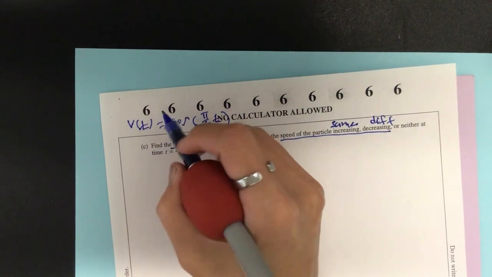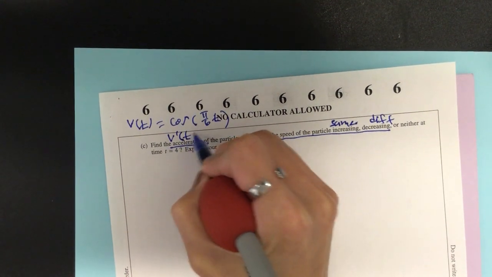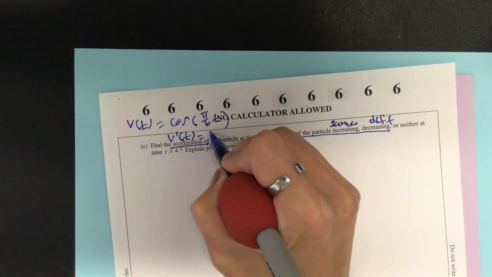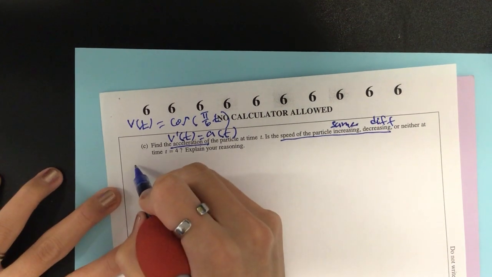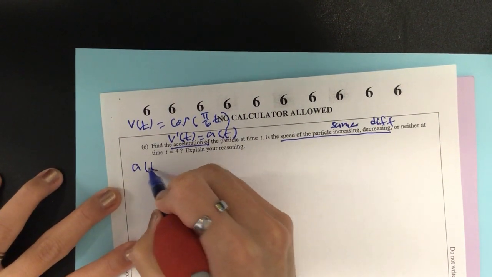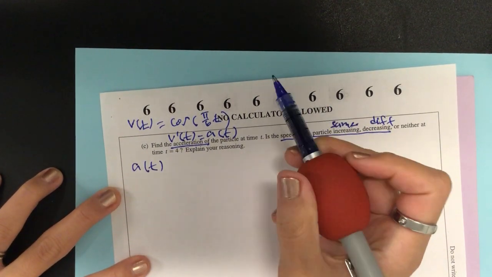So the way I want you to notate this one is V prime of t, which basically is the acceleration A of t. So it doesn't matter which one you start with. I think I'm going to start with A of t because I want to derive. Let's put A of t. Let's derive this guy over here.